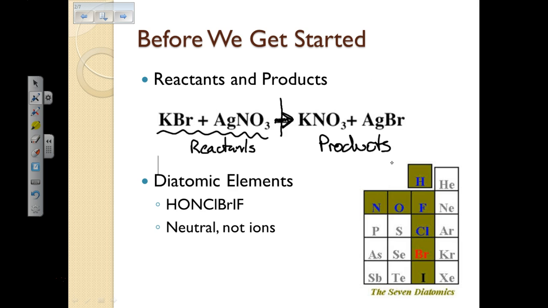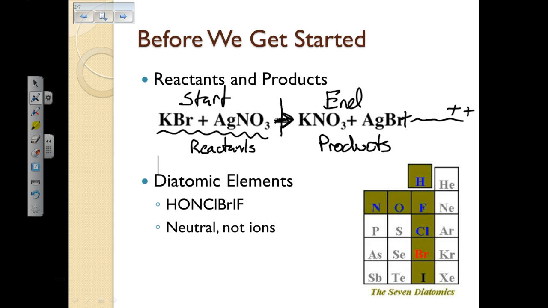It doesn't matter, there could be 150 of these things, plus this, plus this, plus this. This is what's produced in the reaction. This is the thing that we end with. The reactants are the things that we start with.